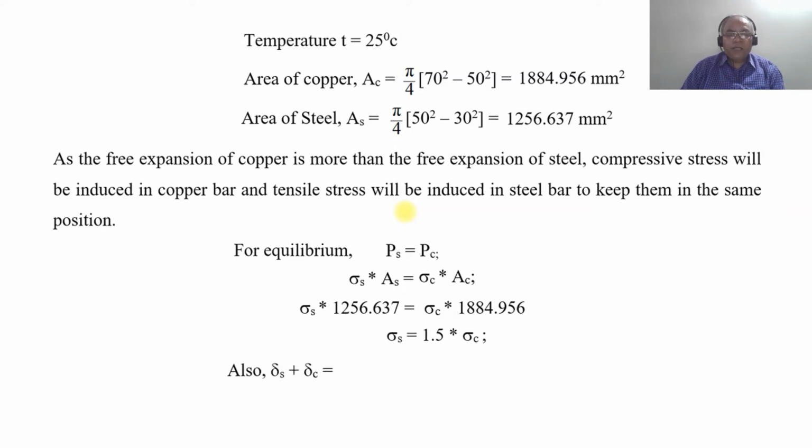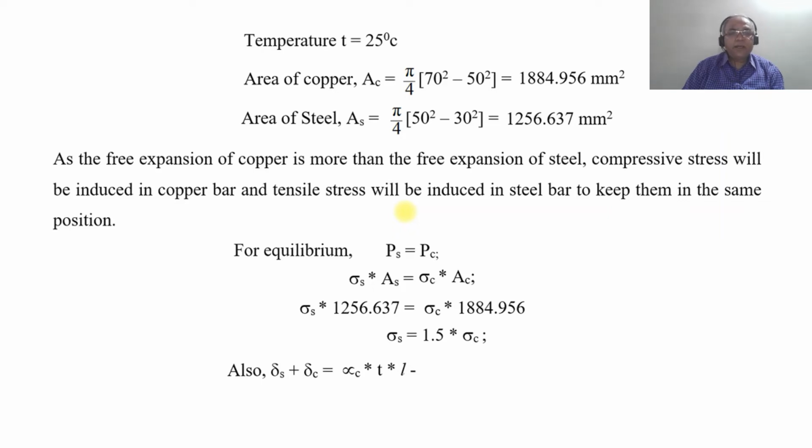Next, what we know is delta S plus delta C, that is the deformation in the steel bar plus deformation in the copper bar, which is equal to alpha S into T into L minus alpha C into T into L minus alpha S into T into L.